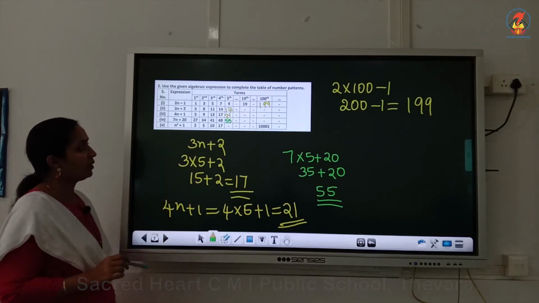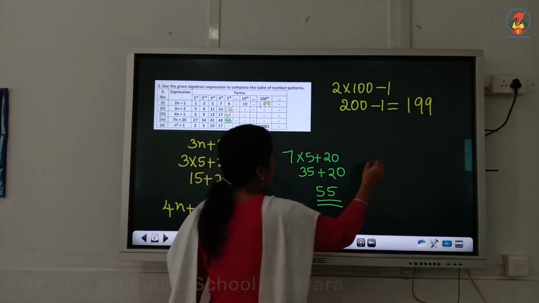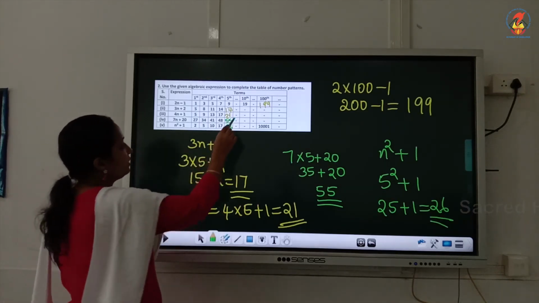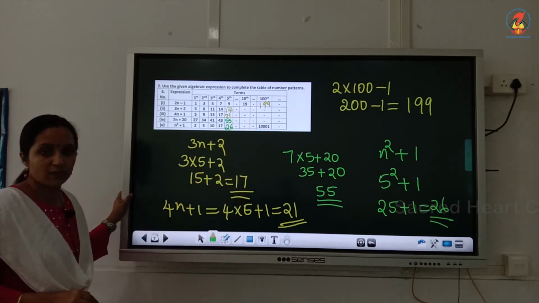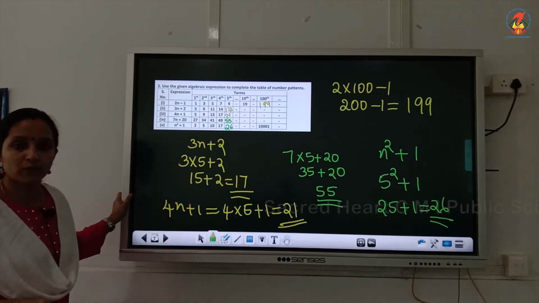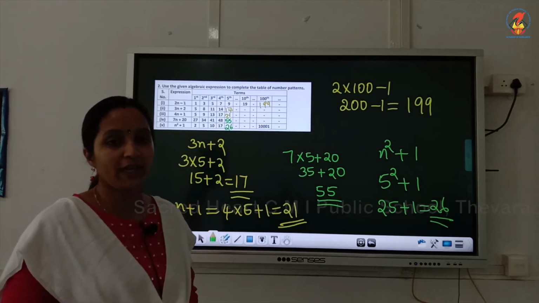n squared plus 1 is the nth term. So how will we find the fifth term? The fifth term will be 5 squared plus 1. That is 25 plus 1, which is equal to 26. I hope it's clear now. Just complete the remaining boxes also. Just substitute the value in the nth term and find out the answer for the remaining questions. I hope this chapter is clear for everyone. That's all for today. Thank you.